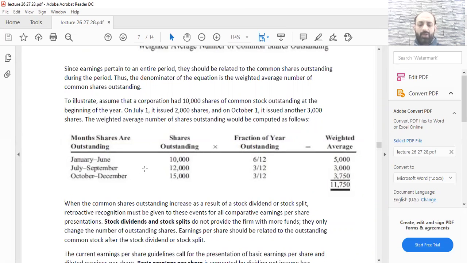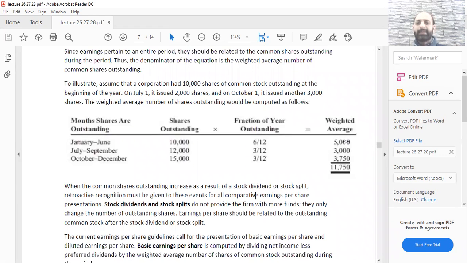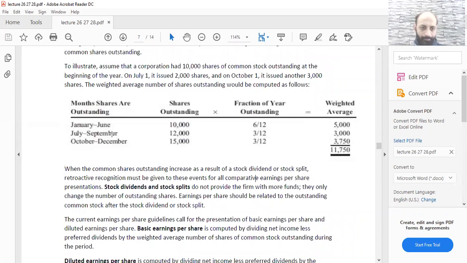So what you do, you calculate the weighted average. The fraction of the year: for the first 6 months your average was 5,000. After that, for July to September it was 3,000 for the 3 months. And for October, November, December it was 3,750. So the average for the whole year was 11,750. So that is how you calculate the weighted average when it comes to the outstanding shares.